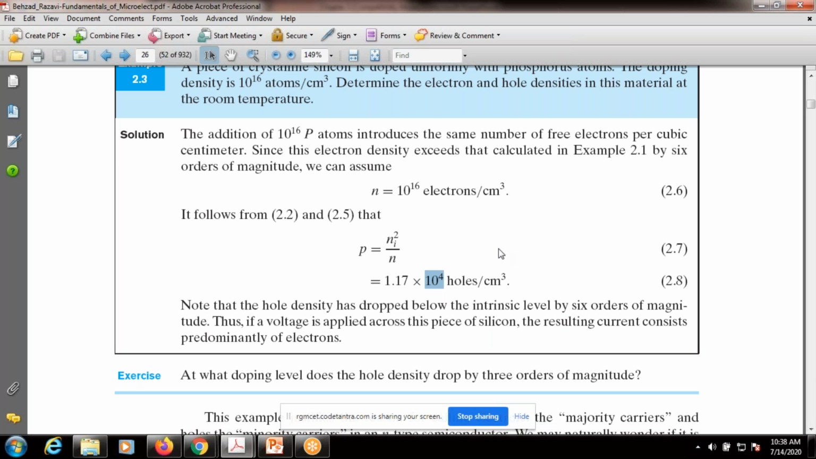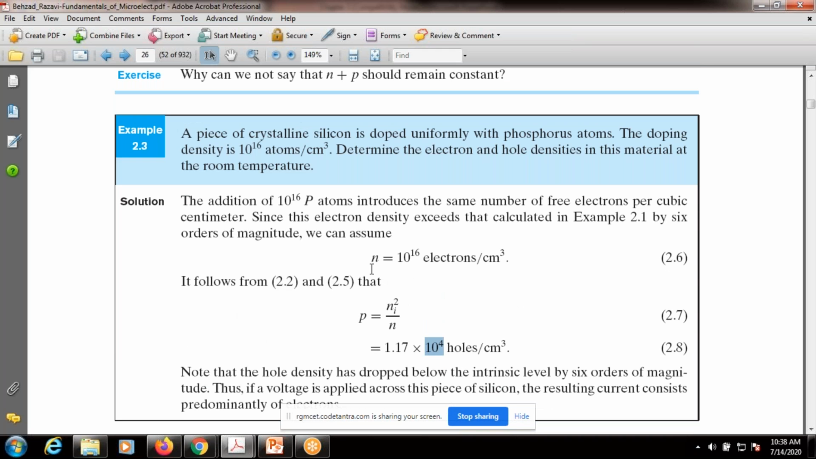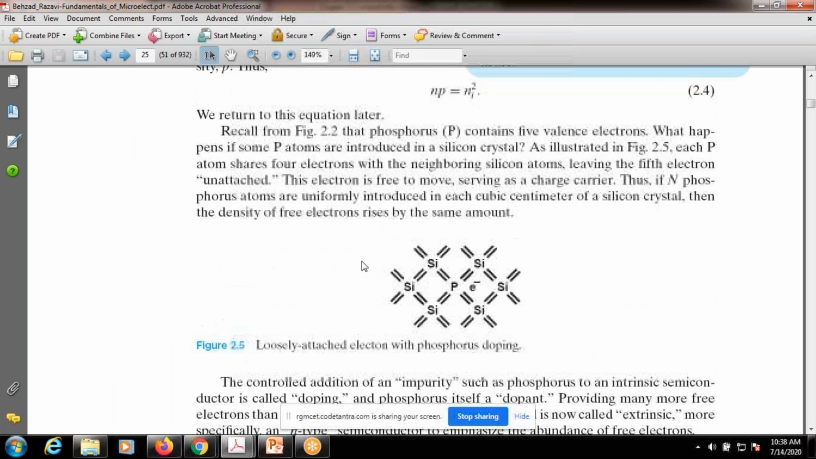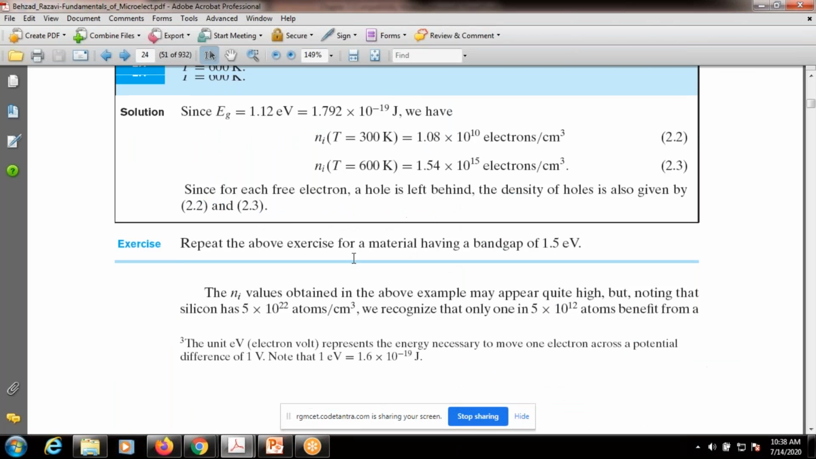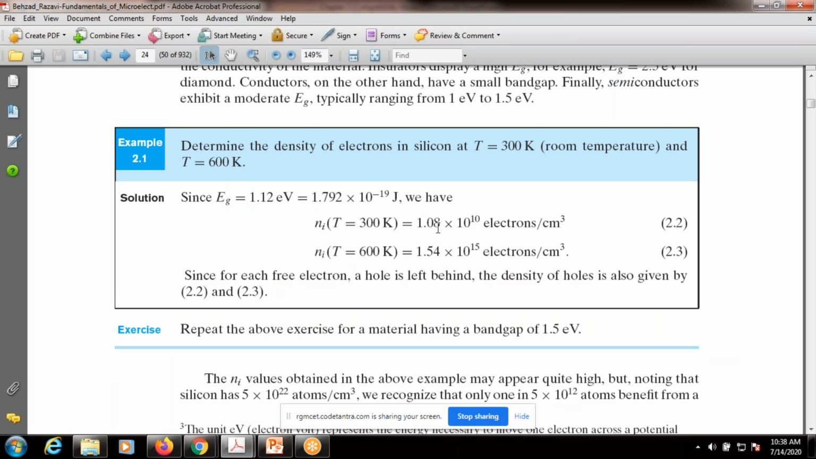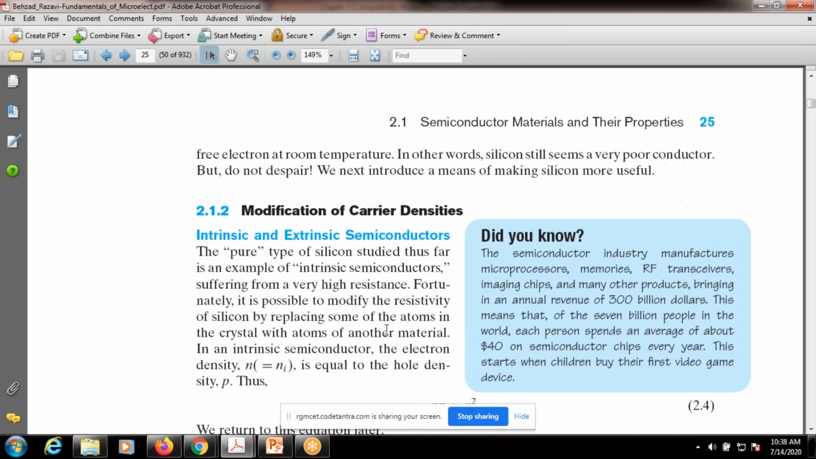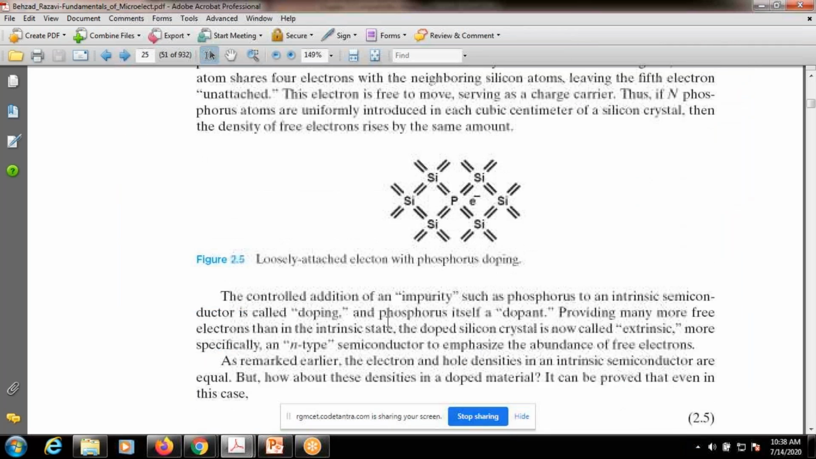So compared to the holes, here a larger number of free electrons are available, right? Note that the hole density has dropped well below the intrinsic level. Previously, what is the hole density here at room temperature? This one is the hole density, 1.08 into 10 power 10. 10 power 10 is the hole density at room temperature.